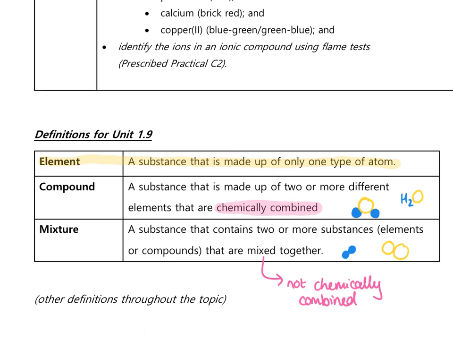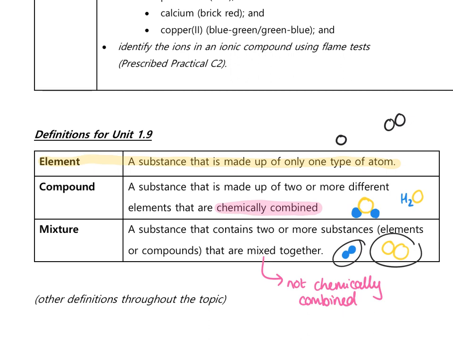So just be really careful when you're identifying types of substances. Does it contain only one type of atom? Well, that makes it an element, even if you have more than one of the atom chemically joined, like we've seen here with our mixture. So we could have a single atom for our element, or we could have a diatomic molecule, but because they're the same type of atom, it's still an element. So it's a substance that is made up of only one type of atom.